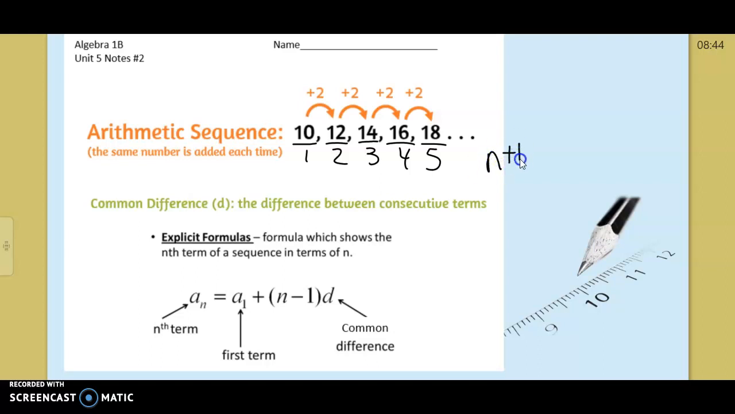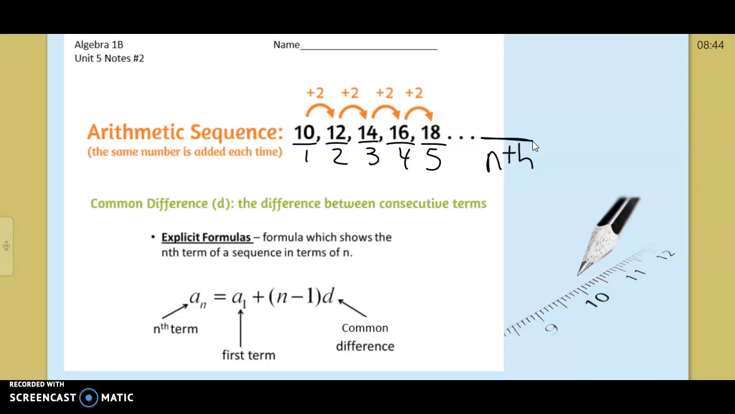And we're going to talk about this nth number. Now, the nth number is simply the number that we might be trying to find. It's some way, way down the road. So, if I wanted to find the 99th number, I would then use 99 in our formula where we see n.